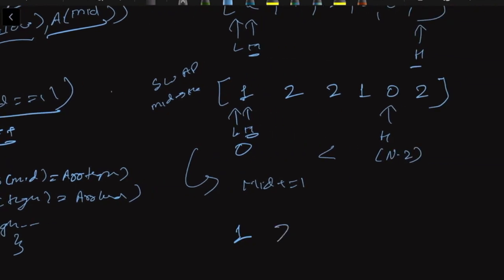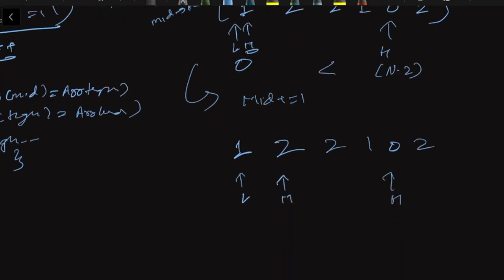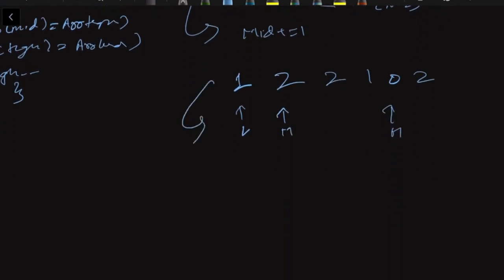So it will be 1 2 2 1 0 2. Low is here, medium is here, high is here. Again, low is smaller than high, so it will still be inside the loop, and then we'll start with medium. Medium value is 2, so we'll just swap medium and high. So it will be medium 0, 2 1 2 2, and it will decrement the value of high. Medium, low.